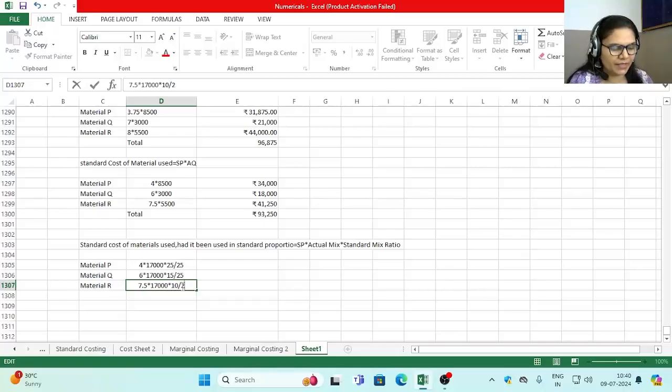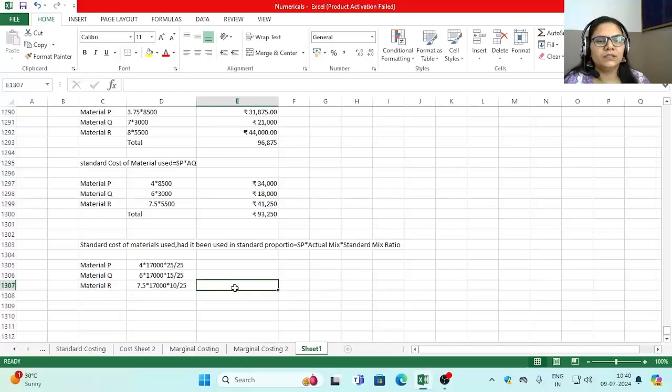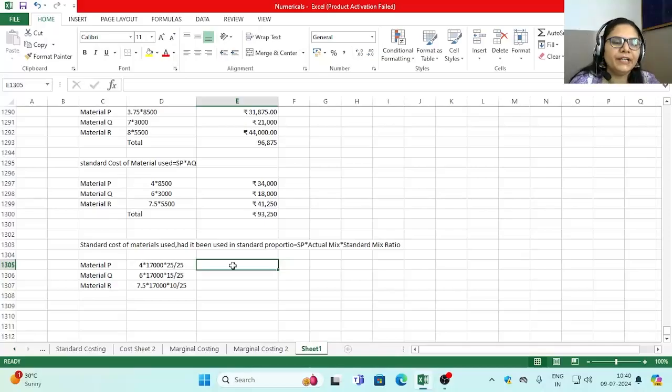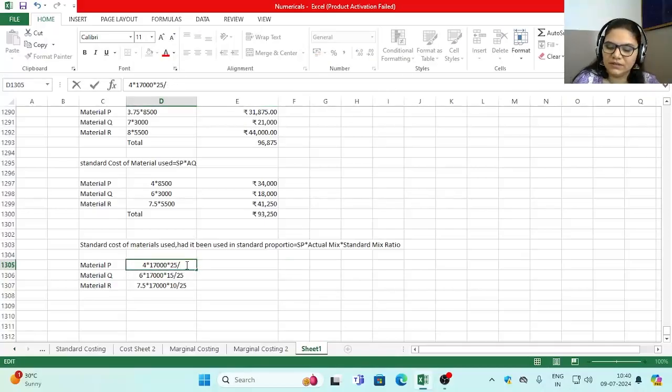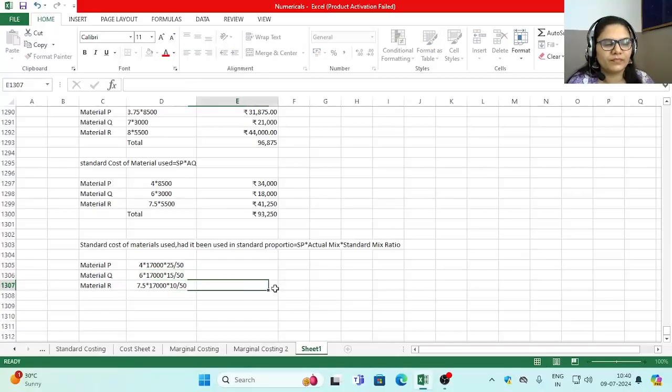Ten divided by 25. So, sorry, it won't be 25, it will be 50. Because the total of standard mix 25 plus 15 plus 10 will be 50. So we will delete it and we will write 50 in front of it.